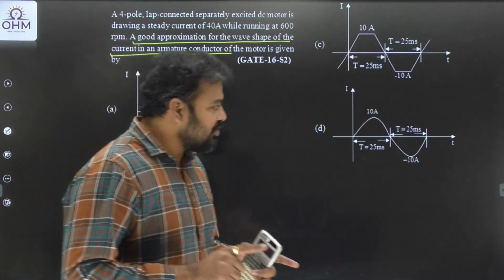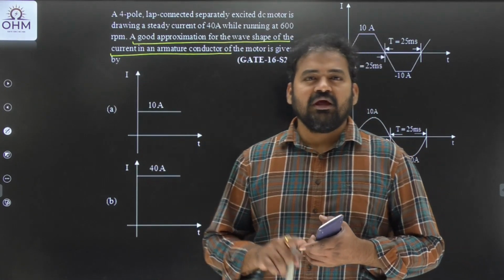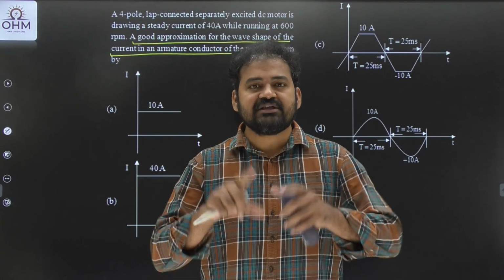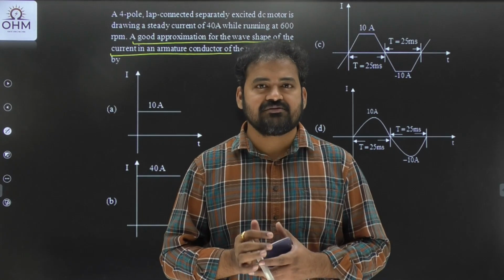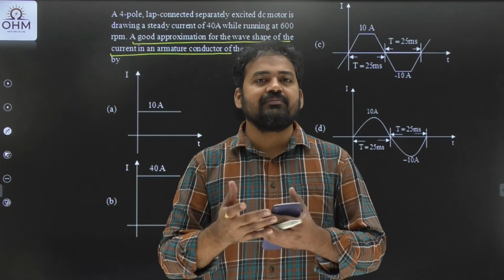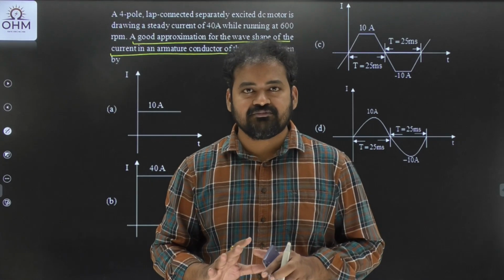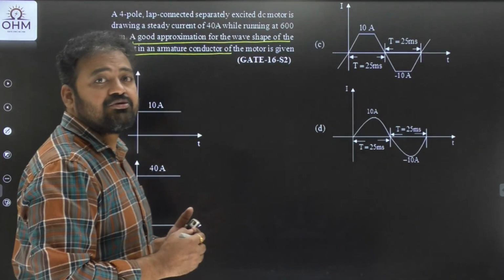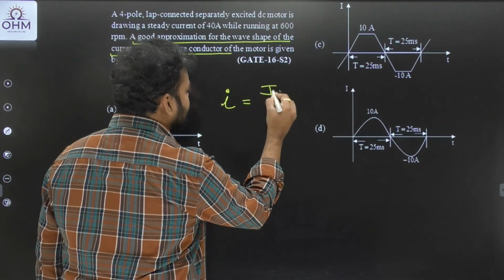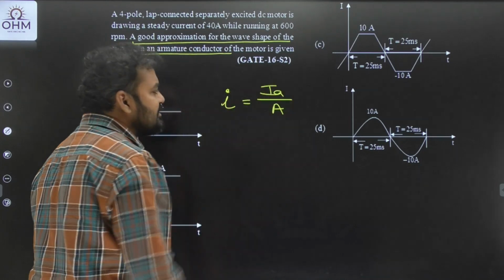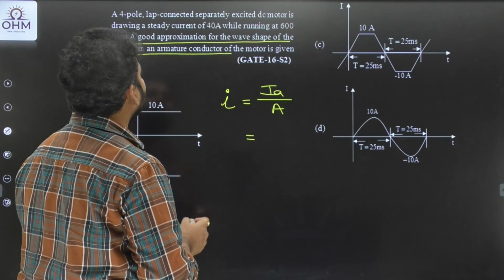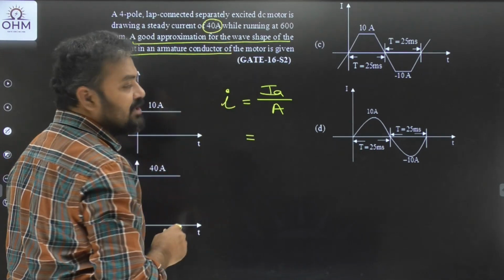First of all, even though our machine is a DC machine, the current passing through each armature conductor will be AC current. Am I right? That is what you will study in the commutation process. Armature current is AC current inside, but outside the brushes, the line current will be DC current. And what is the current passing through each conductor? It is always IA divided by A, where A is the number of parallel paths. And the total armature current given in the problem is 40 ampere.